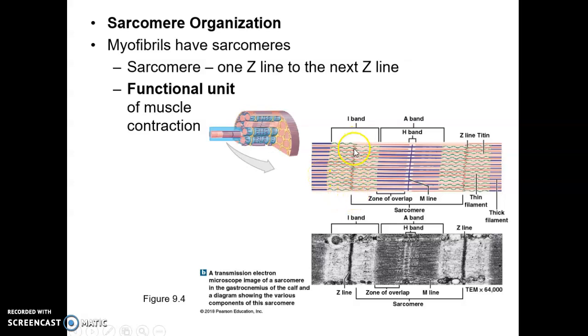So the sarcomere is from Z line to Z line. So from here to there is one sarcomere. Okay? And this is the functional unit of muscle, of a muscle fiber or a muscle fibril that does the contraction work or movement that allows the entire myofibril and the entire muscle fiber and the entire muscle to shorten or contract.